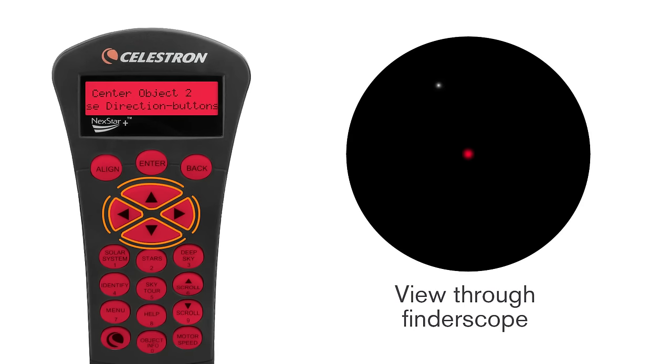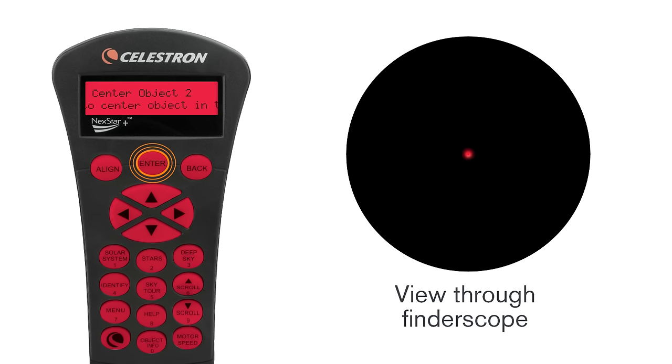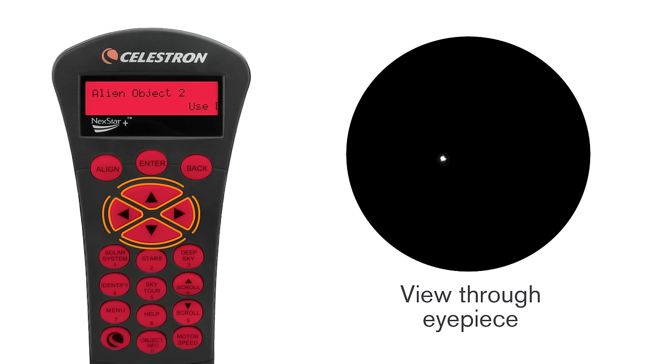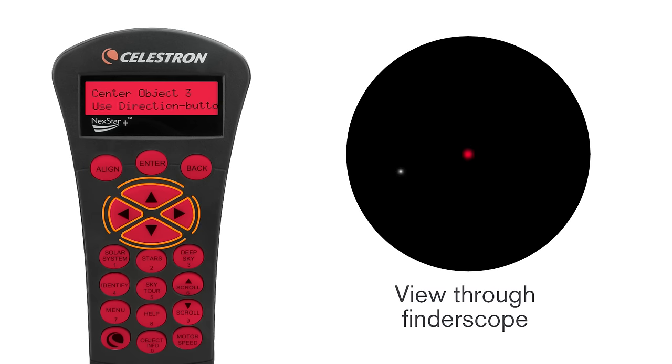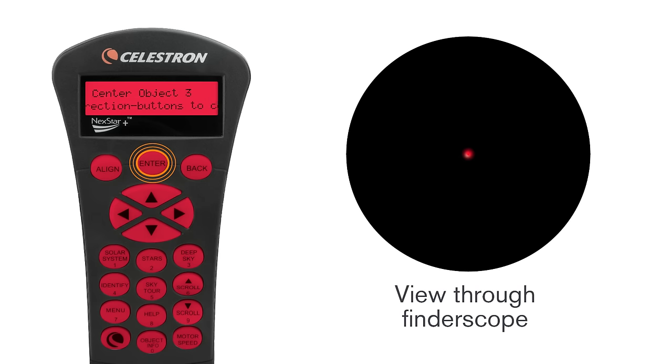Use the same procedure you did for the first alignment star. Center the star in the finder scope and press enter. The motors will slow down. Center the star in the eyepiece and press align. Repeat this same procedure for the third alignment star.